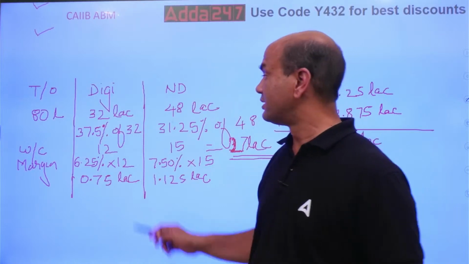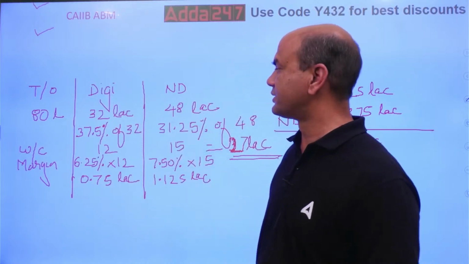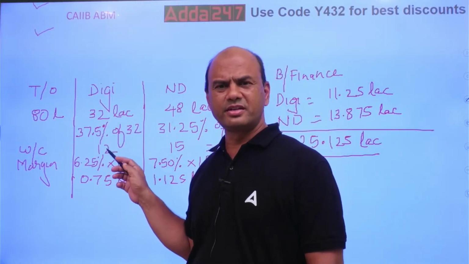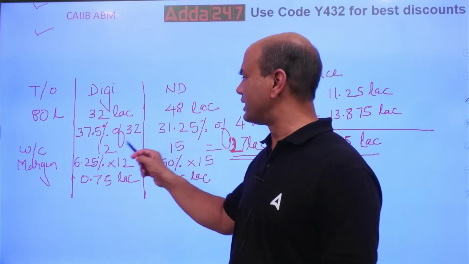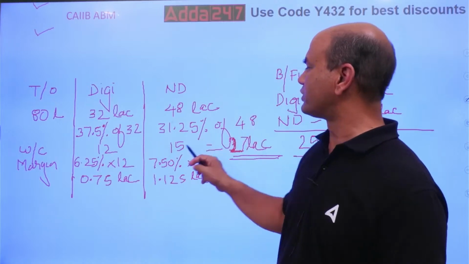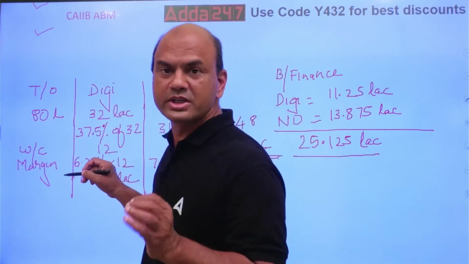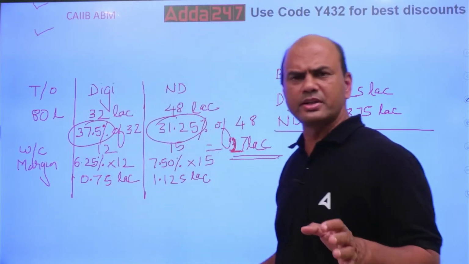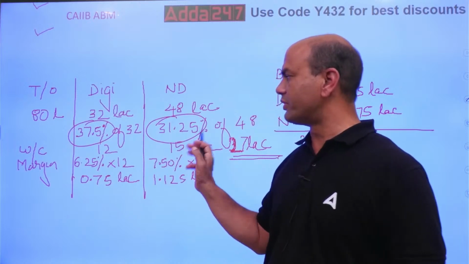So multiply this. 37.5% of 32 lakhs, and 31.25% of 48 lakhs. Roughly 1/3 of 32, plus minus, so it is about 12 lakhs, since 12 threes are 36. And 31.25% of 48 is 15. Okay, so this is what you have to remember. This is the most crucial part in the problem. Once you remember this, the whole problem is easy. Now we got this 12 lakhs and 15 lakhs.